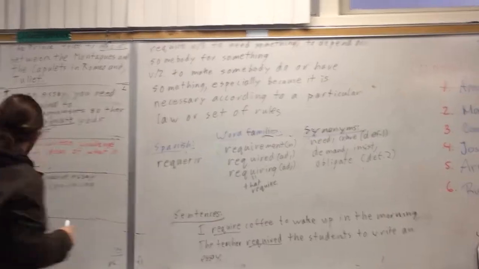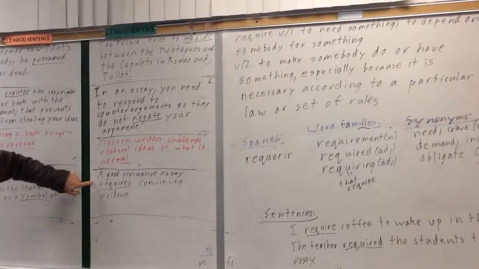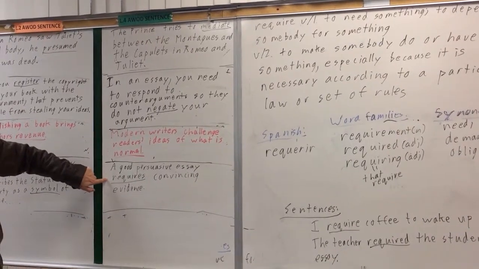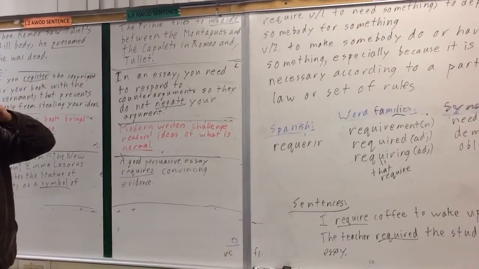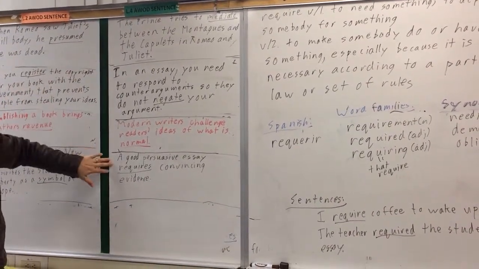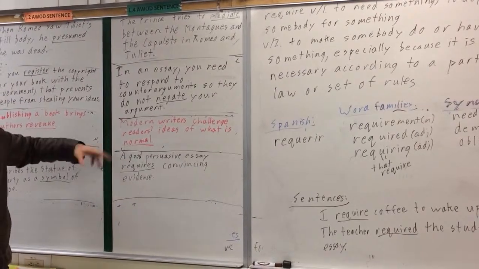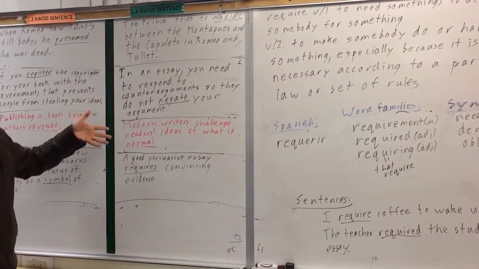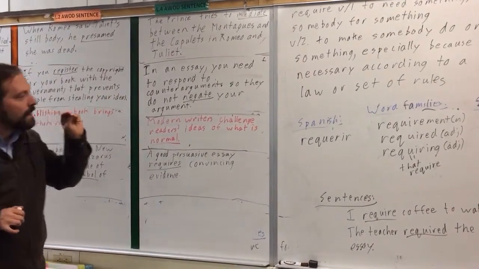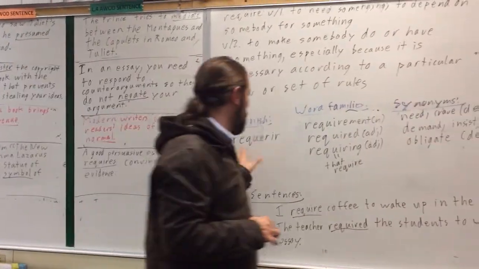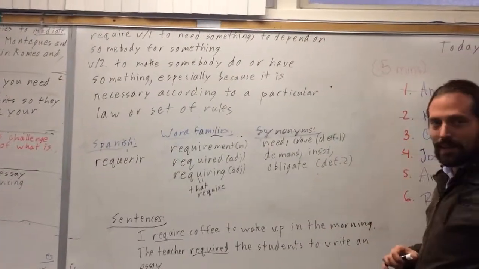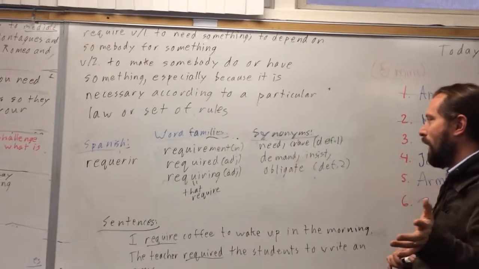So another sentence here, a good persuasive essay requires convincing evidence. So that would be like needs. That would be like definition 1, because it's not really a person making somebody do something. But an essay needs convincing evidence. It's not a good essay if it doesn't have convincing evidence. This is, I think, pretty similar to the Spanish word requerir, require. So I think it shouldn't be too hard for people.